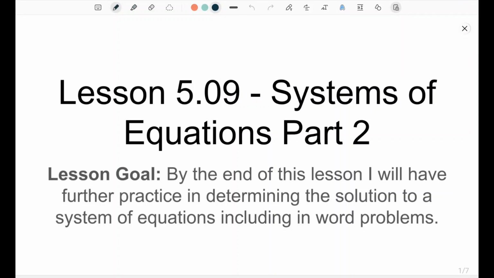Let's take a look at this. So we're going to look at some more systems of equations, just practicing how we solve them, and specifically looking at a larger type of word problem.